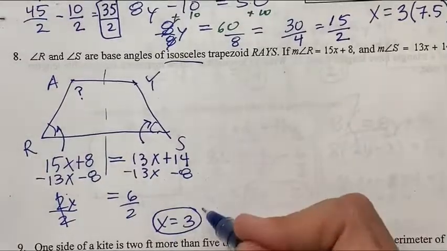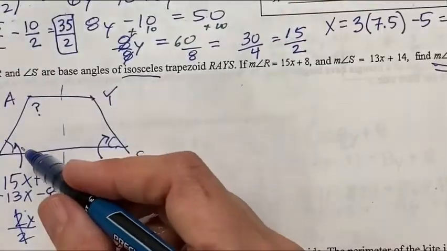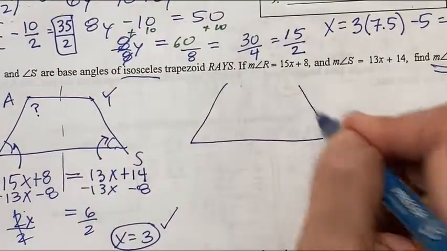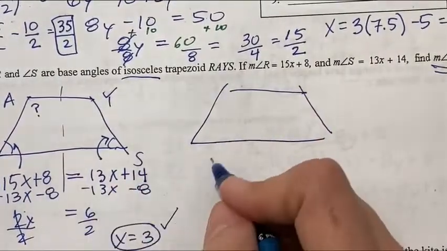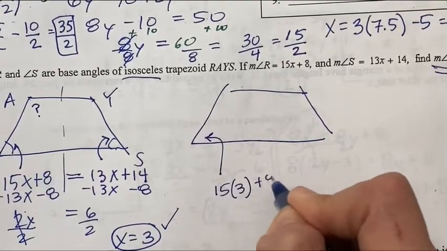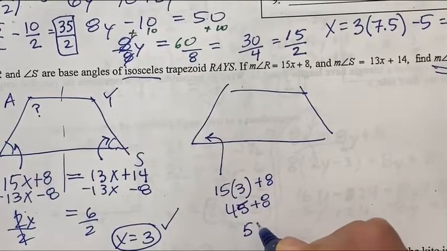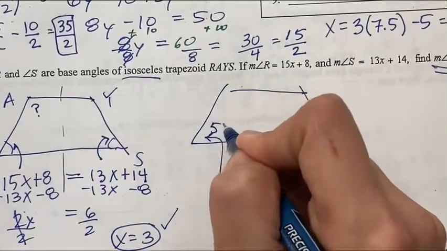But if you just told me that, you can't get full credit because the question says find A, so you're not done. Let's plug this back in. So I have if angle R is 15 times 3 plus 8, then that's 45 plus 8, or 53. Okay, so this is 53.